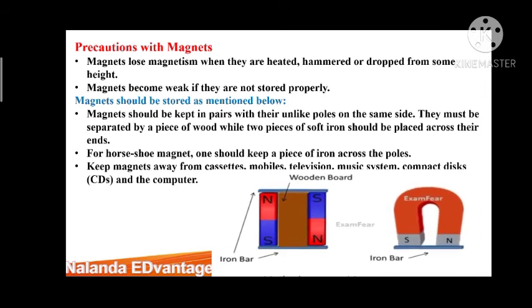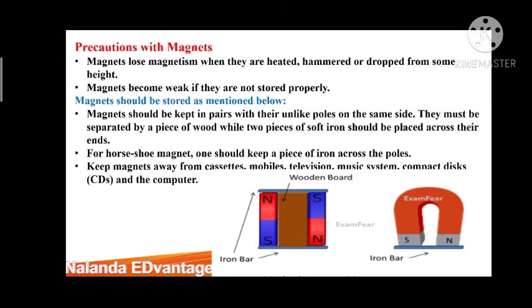Now one last thing is how to store your magnets so that they can be used for a prolonged time. Various precautions need to be taken when you are using magnets. Magnets lose their magnetism whenever they are heated, hammered or dropped from some height. They become weak if they are not stored properly. So what are the various ways to store them?